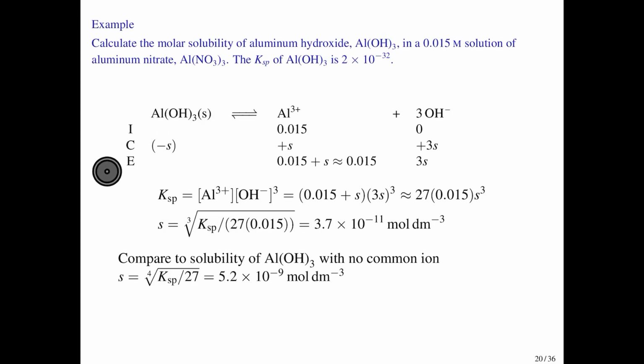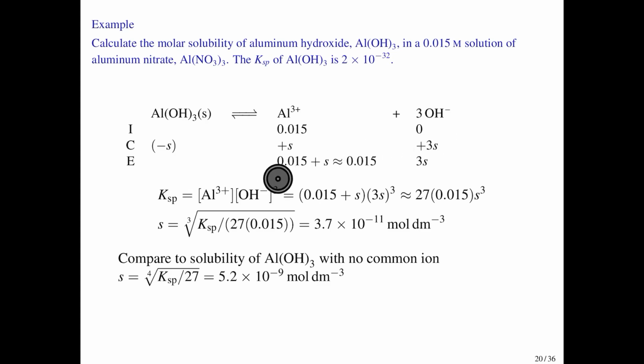We set up our ICE table. The initial concentration of the aluminum ion coming from the aluminum nitrate is 0.015, so I put that in the initial concentration. Initially, we don't have any hydroxide yet. A small amount, minus S, of the aluminum hydroxide is going to dissociate. That's going to give us a little bit extra aluminum ions, and it's going to produce some hydroxide ions. To get the equilibrium line of the ICE table, we add these two lines together.